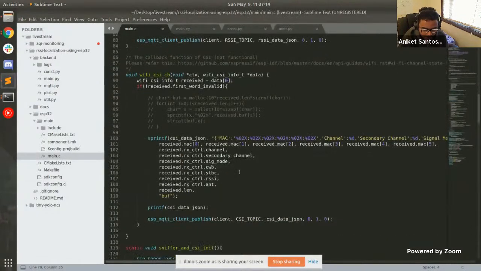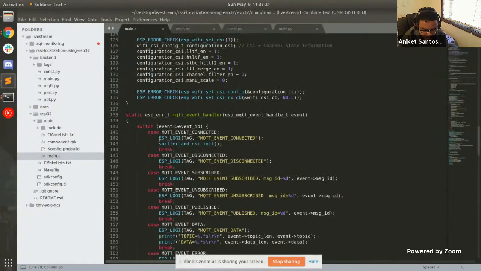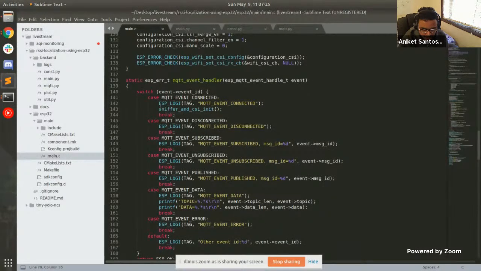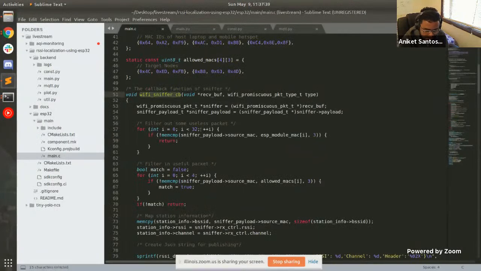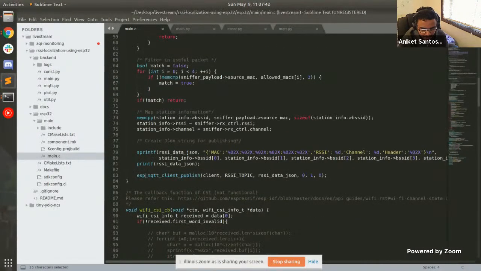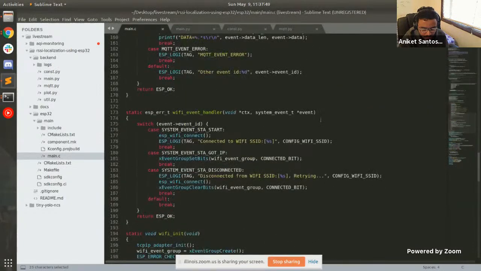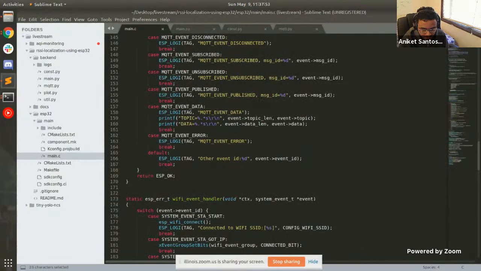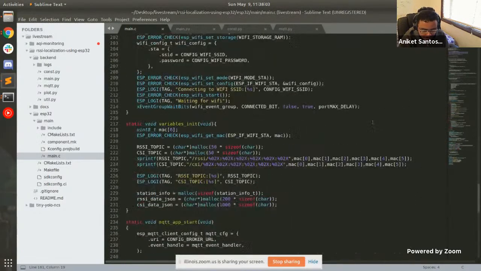Yeah. All right. So moving on. As you can see here, there are these different MQTT event handlers which we have, and whenever we connect to an MQTT host, we essentially initialize this Wi-Fi sniffer callback, which is out here. And in this Wi-Fi sniffer callback, whenever we detect a packet, we communicate this information using this publish message. And here I log that. Whenever an event gets published, I log that this was the topic and this was the data which was published.